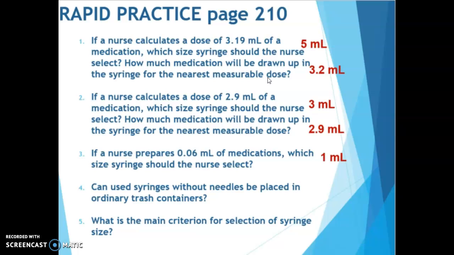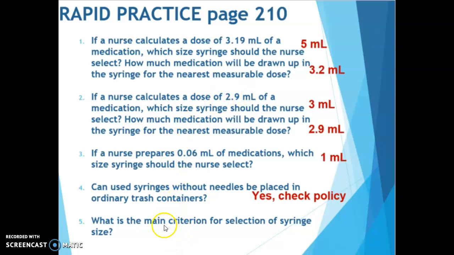But a used syringe without the needle, say like an oral syringe, can we put it into an ordinary trash can? Your book says yes, but check the policy. Okay, so every institution that you work at is going to have a different rule book, right? So just check with them and make sure, but theoretically, if it doesn't have a needle on it, just throw it in a regular trash can.